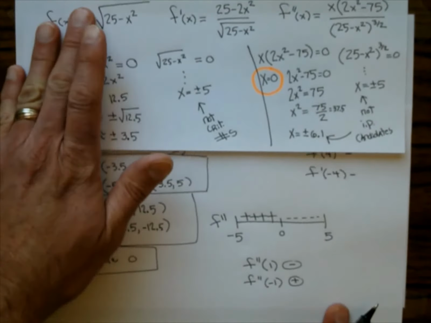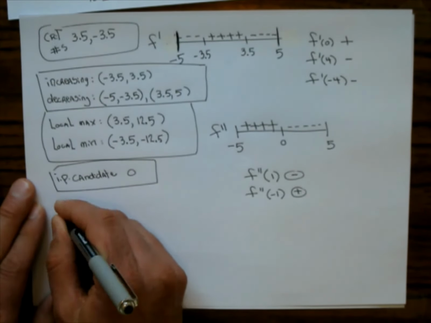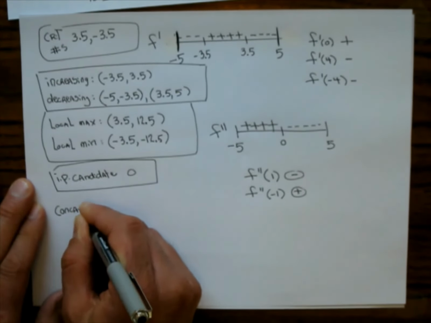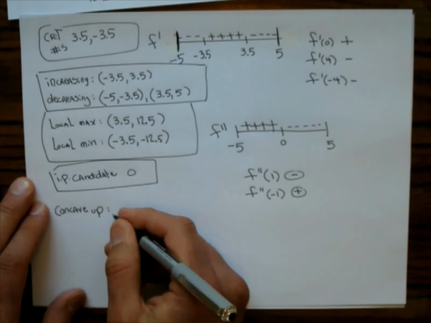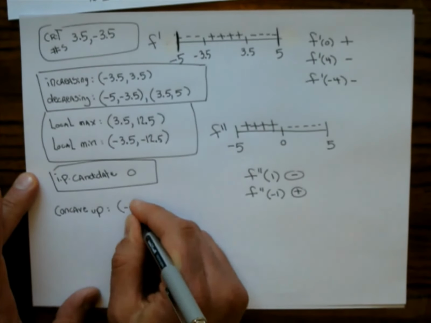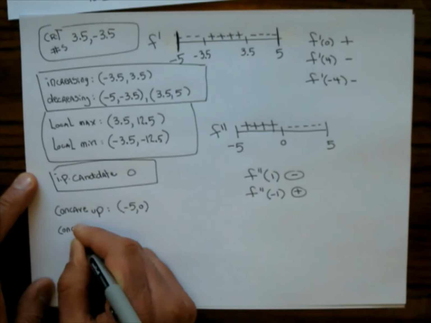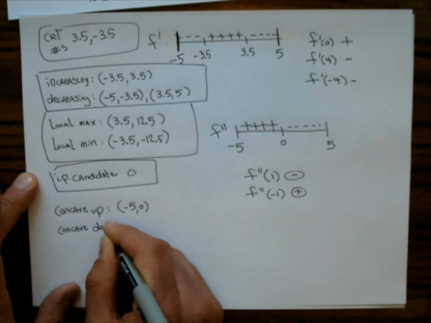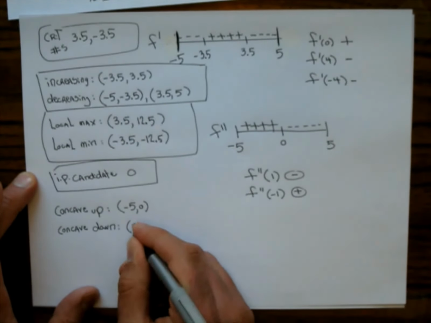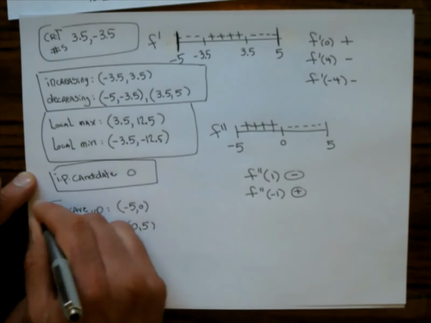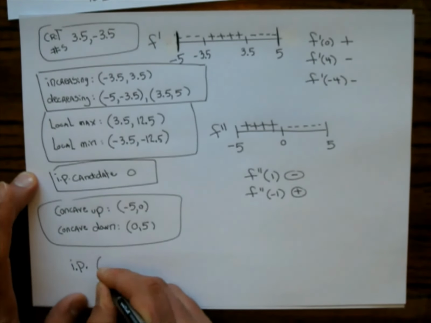So let's write up some more information. The open interval where it's concave up is from negative 5 to 0. Concave down is from, that's where the negatives are, 0 to 5. And the inflection point, IP, is going to be 0.